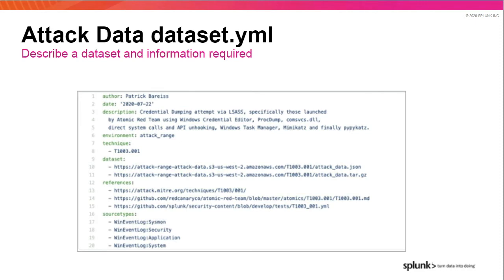The reference field helps you to get more information about the MITRE technique and the executed Atomic Red Team attack. You can learn more about the technique and the attack by visiting the links. And last but not least, we have the source types. Source types help you to specify the right source type when you index these datasets into your Splunk instance. These datasets consist of Windows Event Log security, system, application, and Sysmon logs.